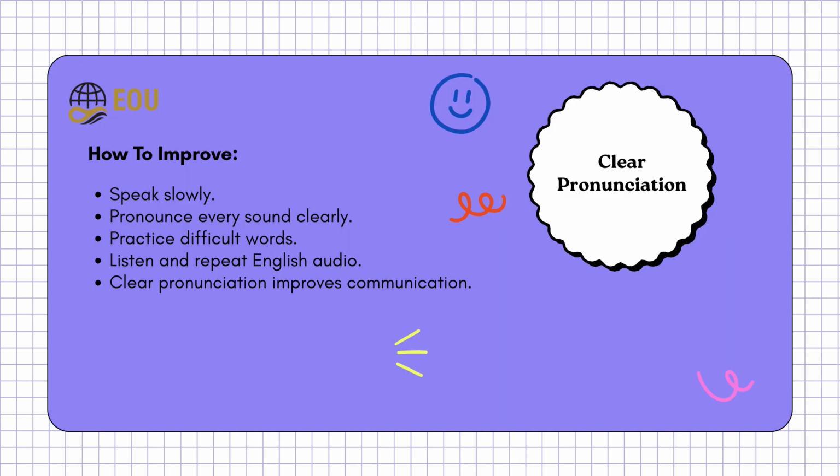Finally, let us learn how to improve pronunciation. You can improve by speaking slowly, pronouncing every sound clearly, practicing difficult words, and listening to English audio regularly. Repeat after native speakers and practice daily. Clear pronunciation improves communication and confidence.